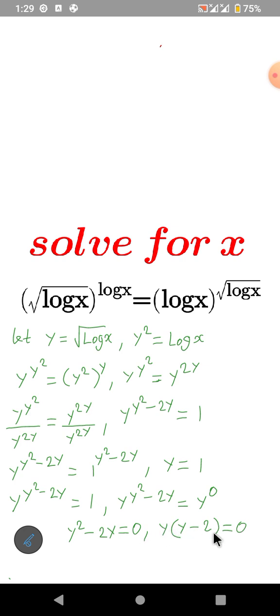Now, since I factorized from here, I can say that y is equal to 0, or y minus 2 is equal to 0. Now from this particular place, I can say that y is equal to 2. So we'll continue.